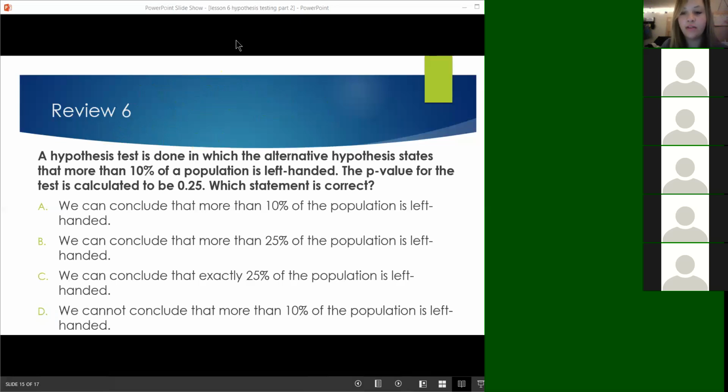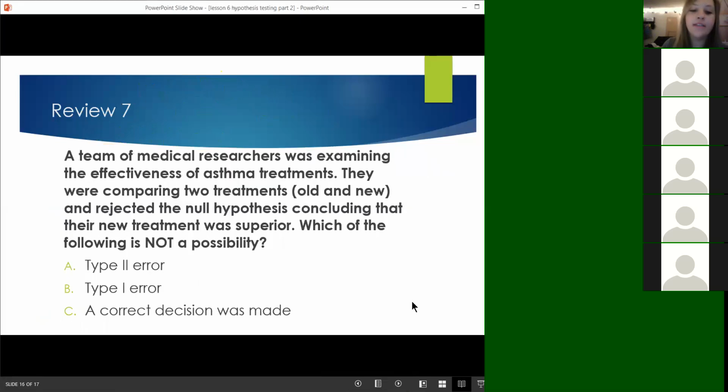Oops. All right, let's do another one. Okay, a team of medical researchers was examining the effectiveness of asthma treatments. They were comparing two treatments, old and new, and rejected the null hypothesis, concluding that their new treatment was superior. So which of the following is not a possibility in this case? So try this last one and we will go over it.